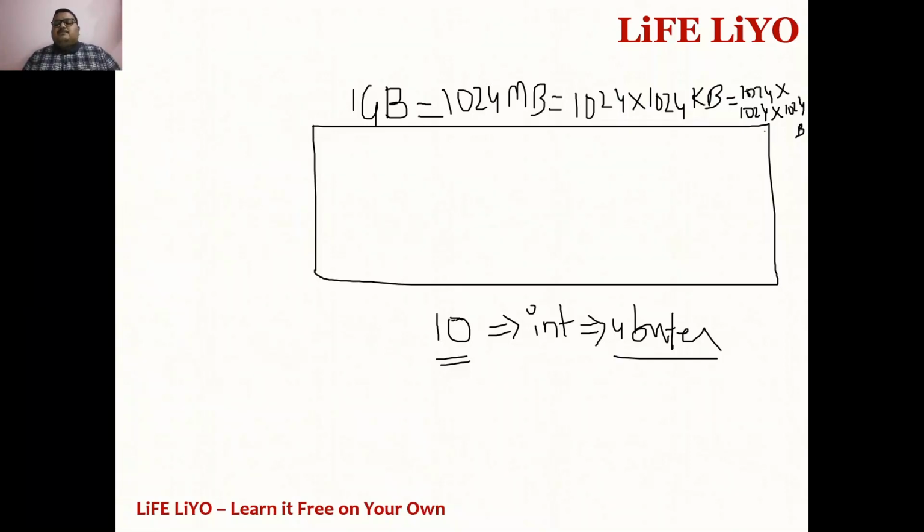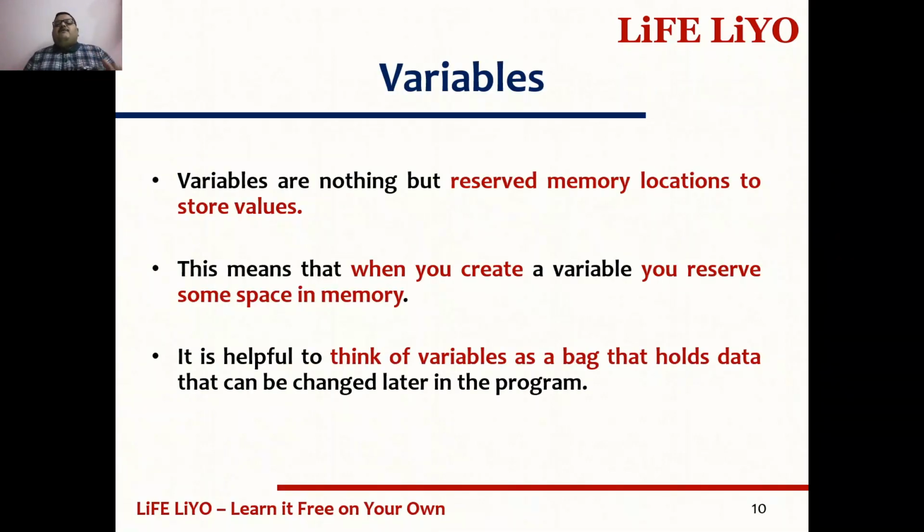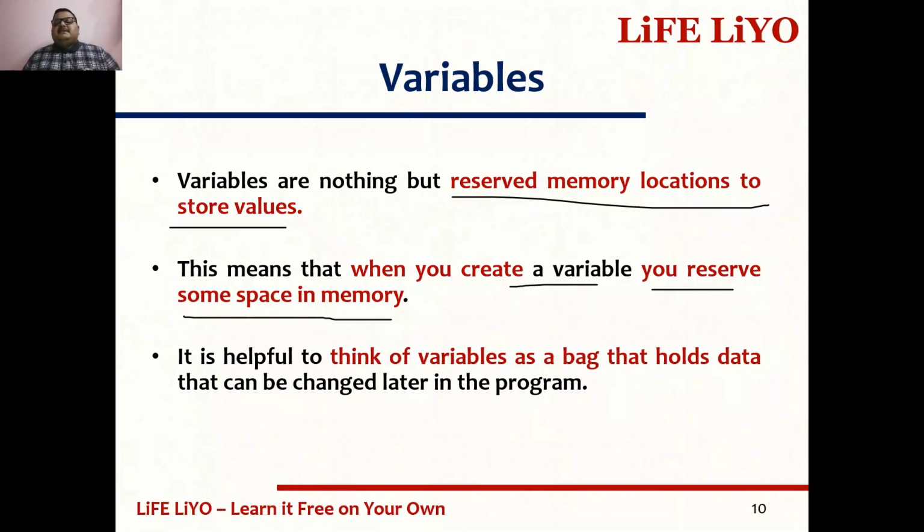So at this moment, variables will help us. What does the variable mean? A variable is nothing but reserving memory locations to store values. When we create a variable, we are reserving some space in our memory. For example, if you have created a variable x or y, then in our memory we are holding some memory for this variable.